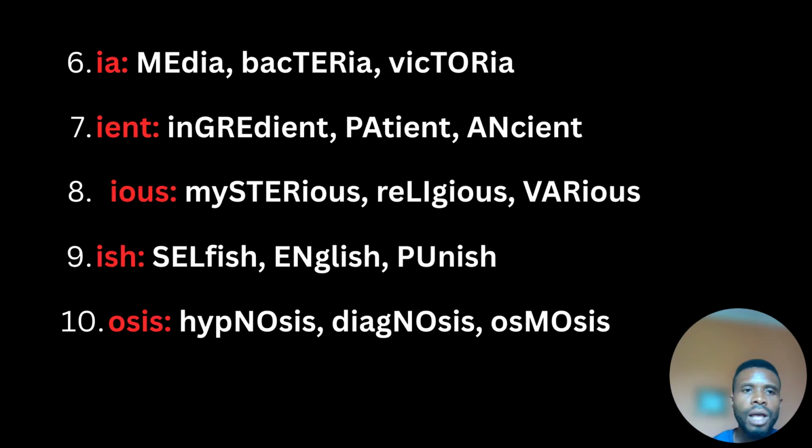Okay? For IA we have media, bacteria, Victoria. INT: ingredient, patient, ancient. IOUS: mysterious, religious, various. ISH: selfish, English, punish. OSIS: we have hypnosis, diagnosis, and osmosis, right?